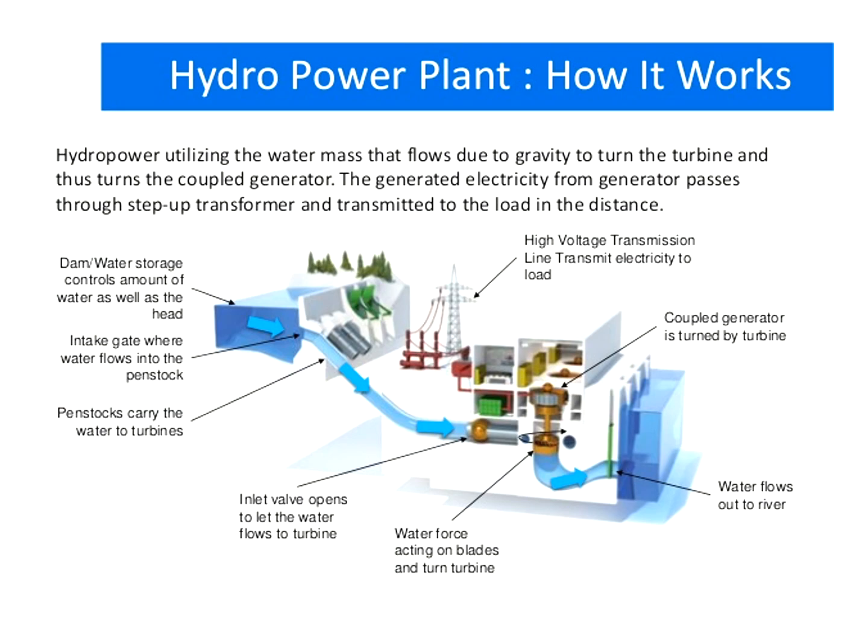In this case, this is a hydropower plant. We can see that hydropower utilizes the water mass that flows due to gravity to turn the turbine and thus turns the coupled generator. The generated electricity passes through the step-up transformer and is transmitted to the load in the distance. We are using the water for this purpose, and after that it gets heated and is finally released with the heat.